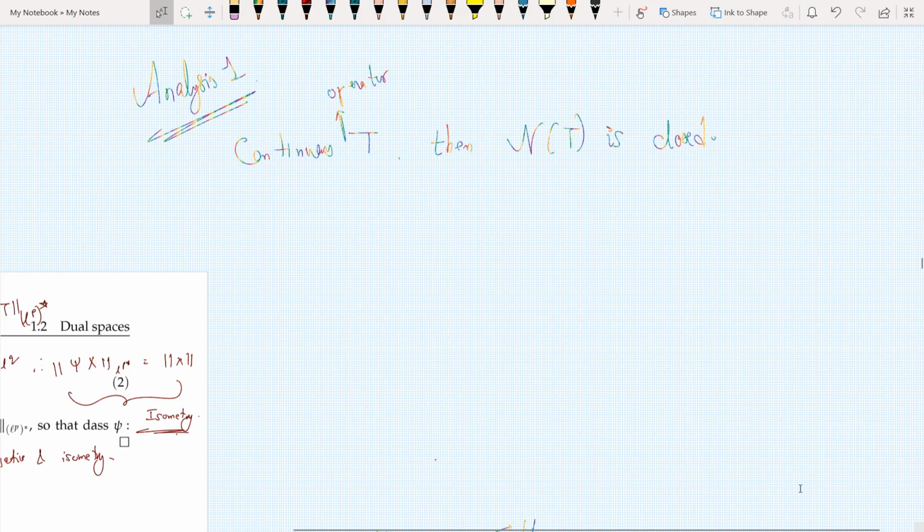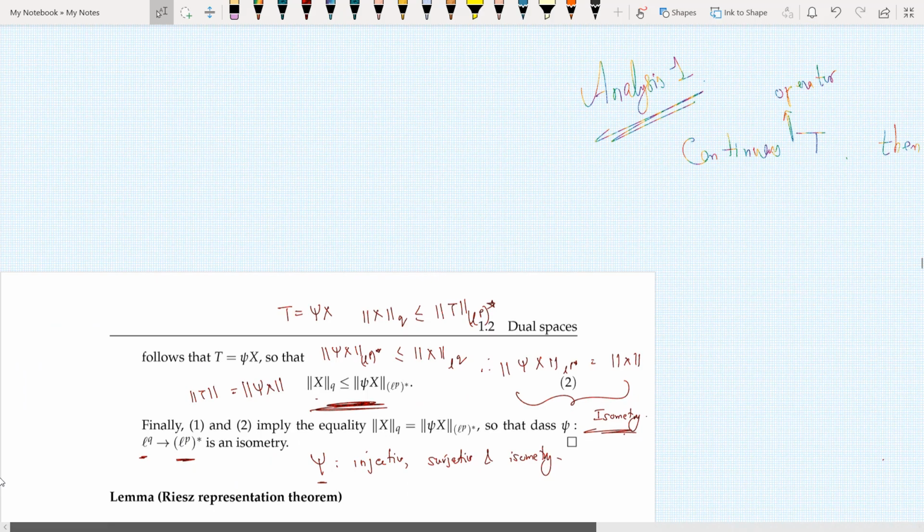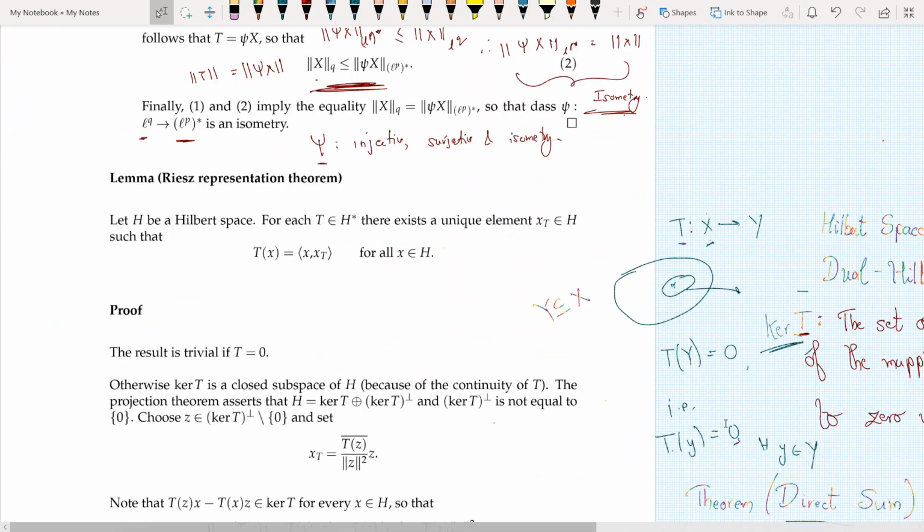Now that we have all the machinery in place, I can finally start with my Riesz representation theorem. Let H be a Hilbert space, and now for each T belonging to H star, which is the space of all linear functionals on H, there exists a unique element xt belonging to my original Hilbert space H, such that T of x is nothing but the inner product of x with xt.